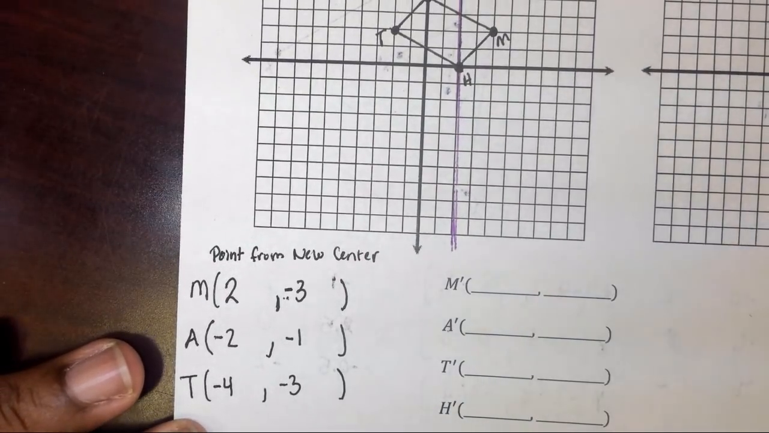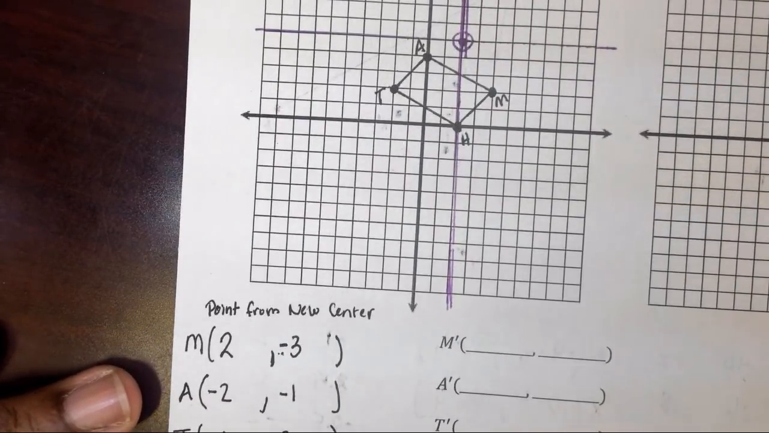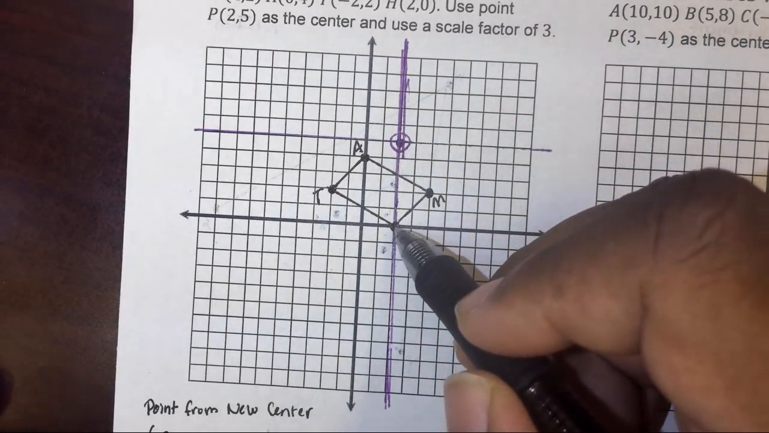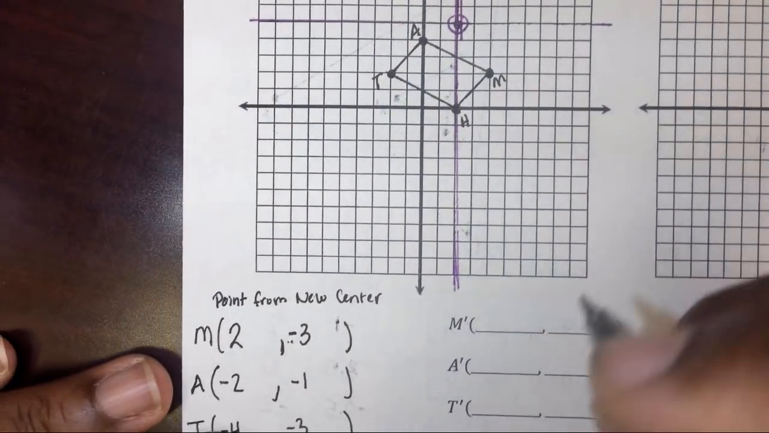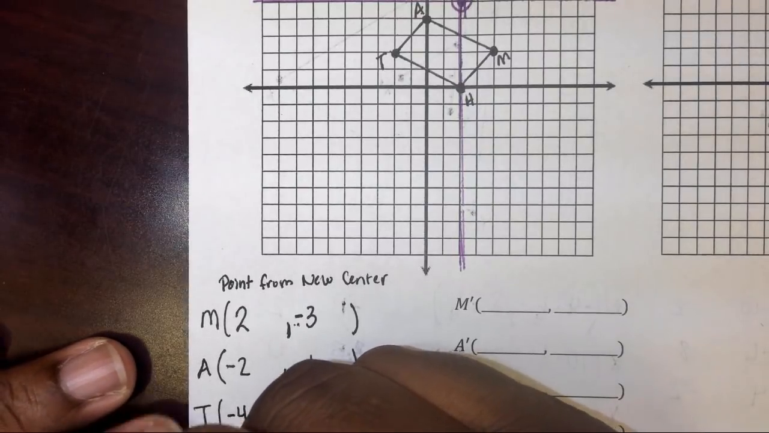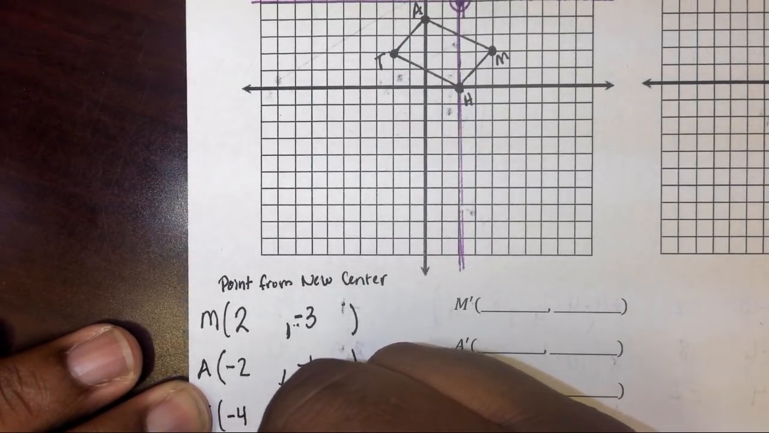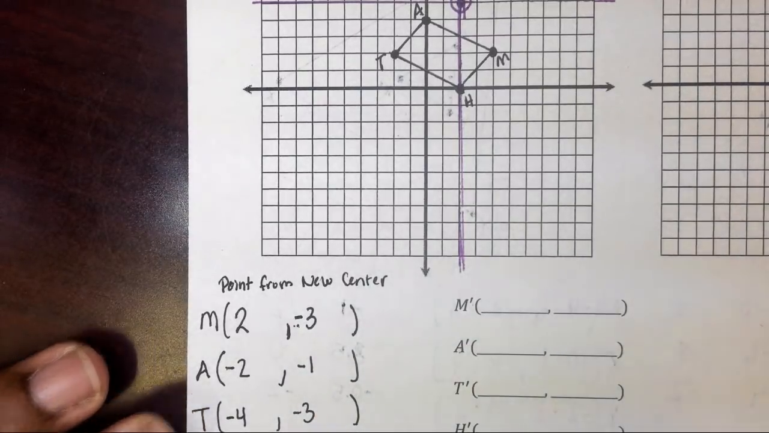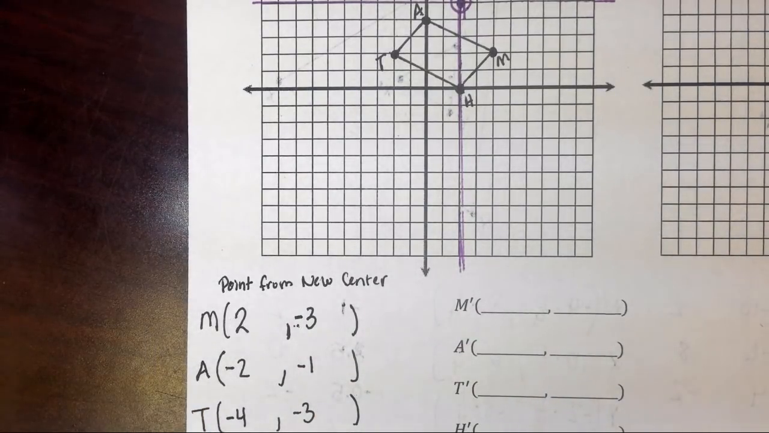And then my last one, H, some people already found it, is at 0, negative 5. 0, comma, negative 5. That's going to be my H. Alright.